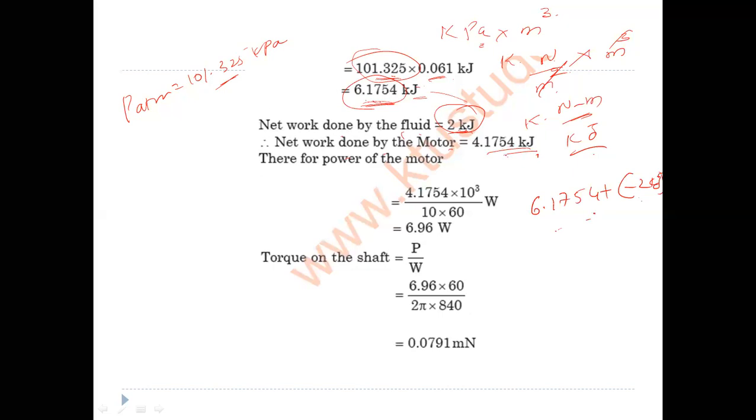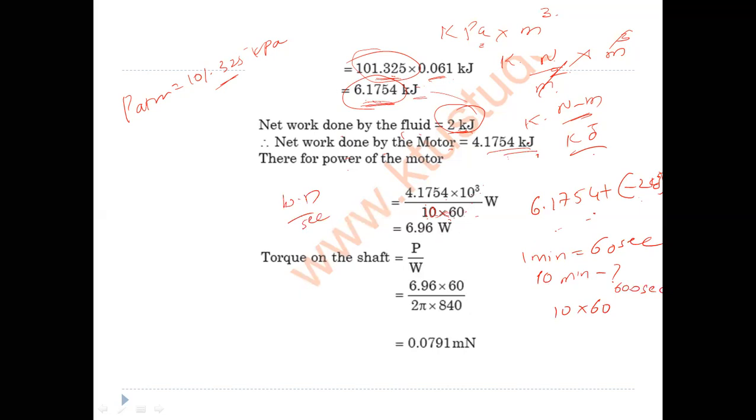After getting the net work done, we then find the power. Power means work done per second. So work done is 4.17 kilojoules, and kilojoules means we have to write into 10 cube, divided by the time, which is 10 minutes. If we convert minutes into seconds, we have to multiply with 60, because 1 minute is equal to 60 seconds. So for 10 minutes, we multiply 10 into 60, which is 600 seconds.